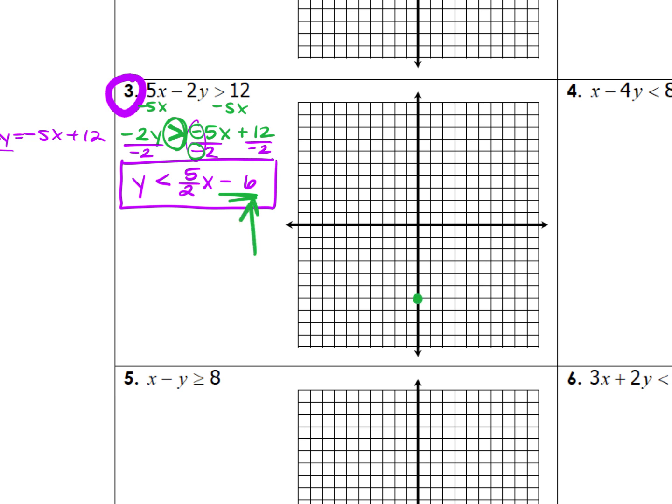Okay, so that's your first move. This is your second move. What do you do for 5 halves? Up 5 to the right 2. 1, 2, 3, 4, 5. 1, 2.